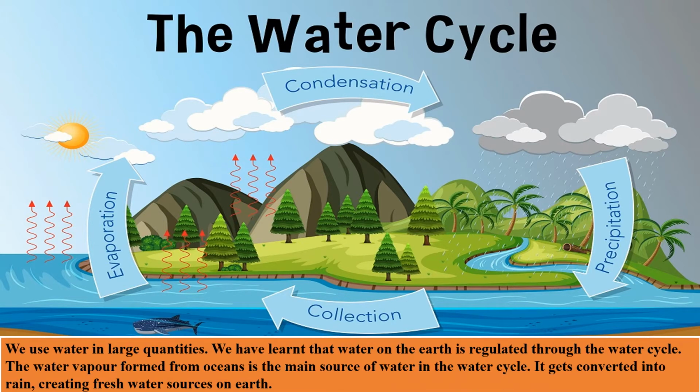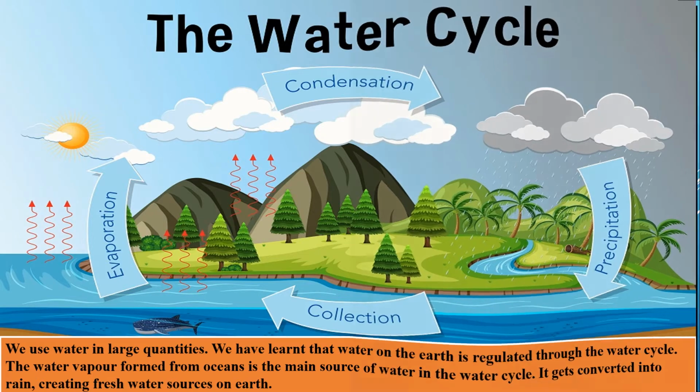And we know that water is present in large quantity and we need to use it every day. So the water cycle helps us to regulate this water. The water vapor formed from the ocean is the main source of water in the water cycle. It gets converted into rain, creating fresh water sources on Earth.